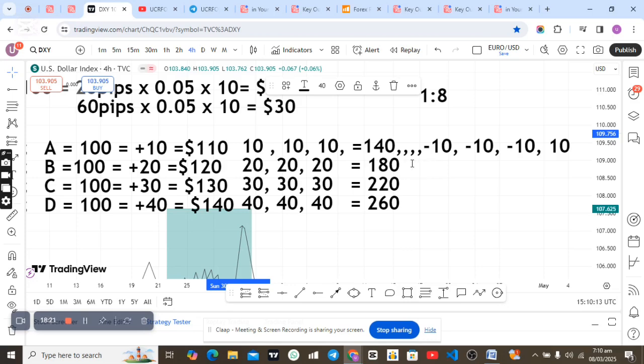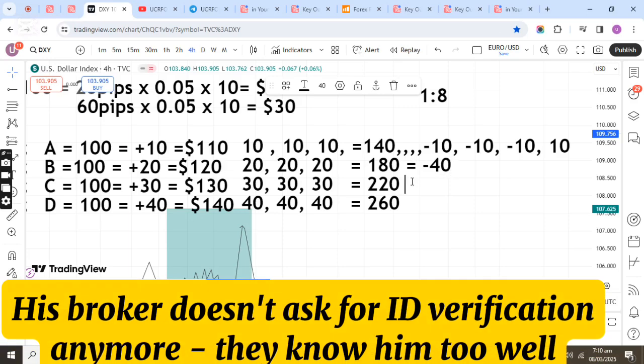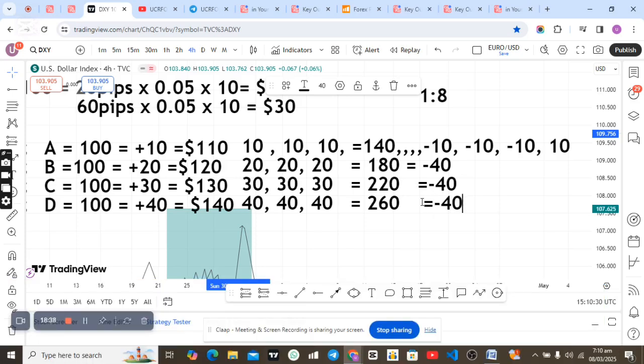Because all of us are keeping the same risk to reward ratio, the same stop loss, minus 10. This guy as well lost minus 40. The same people as well lost minus 40. And this guy, which is me, I lost even minus 40 as well. There was no room to increase loss size. So there was no room to increase what? Loss size. We are all doing these things, right?